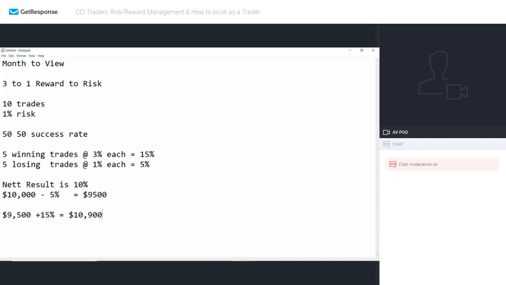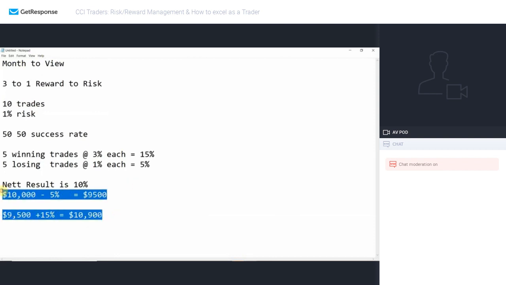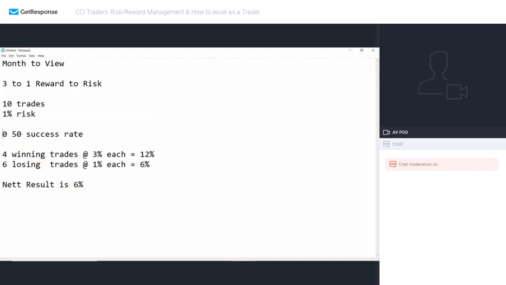So what that basically means is, with a higher reward to risk, you can lose more trades than you are winning. So for example here, if we just get rid of this and have 6 losing trades and 4 winning trades, our 4 winning trades would be 12%, and our 6 losing trades would be 6%, which is a net return of 6%. So we've had a serious situation where our success rate is 40, and our loss is 60. So it's a 40-60 success rate, 4 winning trades, 6 losing trades, 3% for the winners and 1% for the losers.